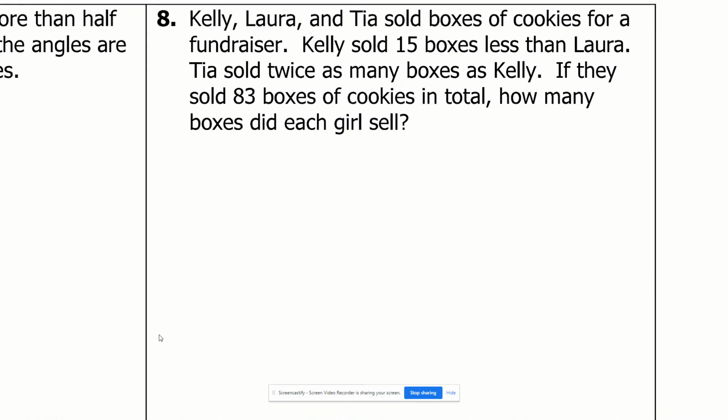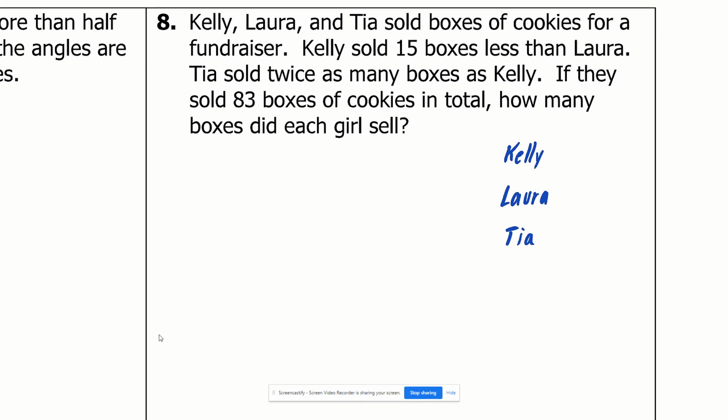So here we go. Kelly, Laura, and Tia sold boxes of cookies for a fundraiser. So all of a sudden, how many people do I got? I got 3. I got Kelly, I got Laura, and I got Tia. All right, here we go. Kelly sold 15 boxes less than Laura. Tia sold twice as many boxes as Kelly. If they sold 83 boxes of cookies in total, how many did each person sell?